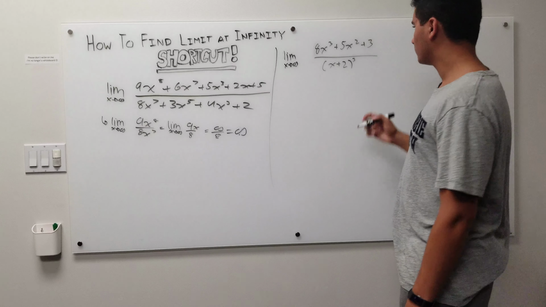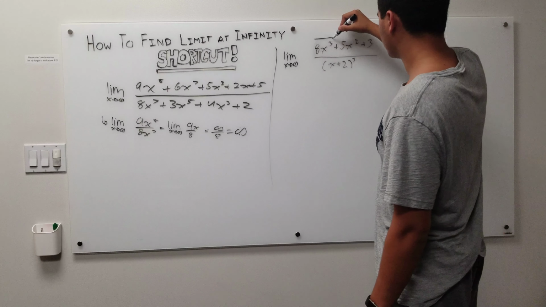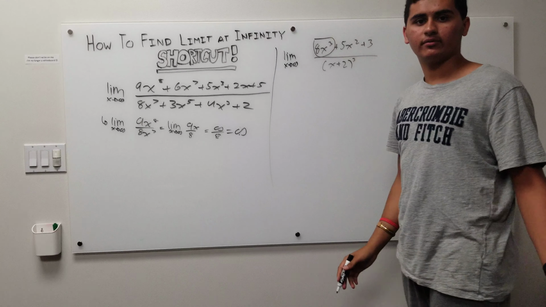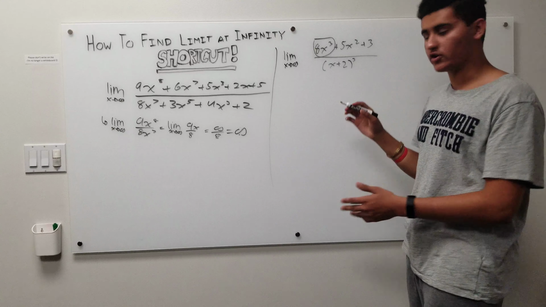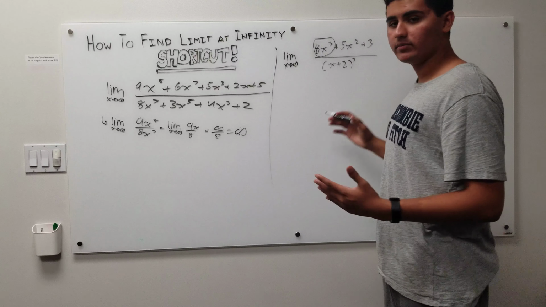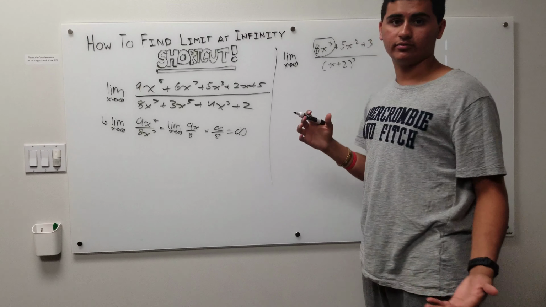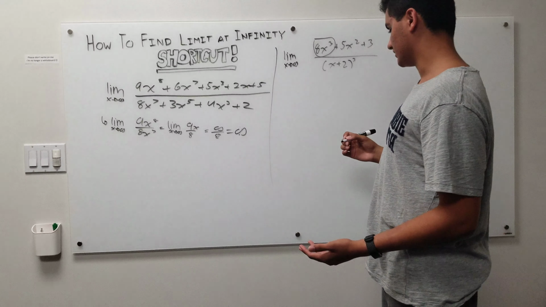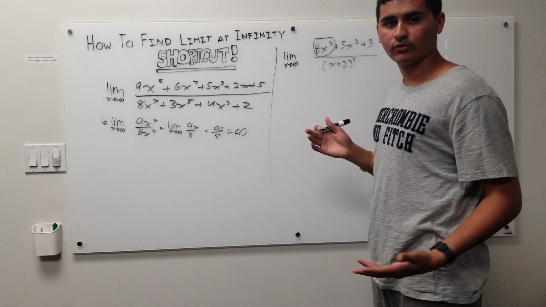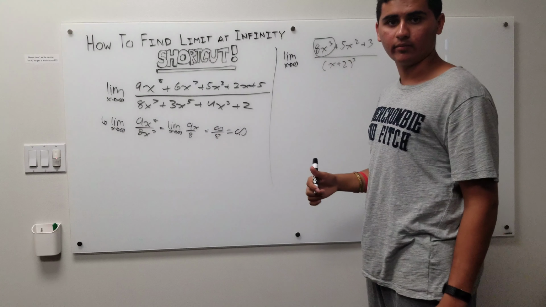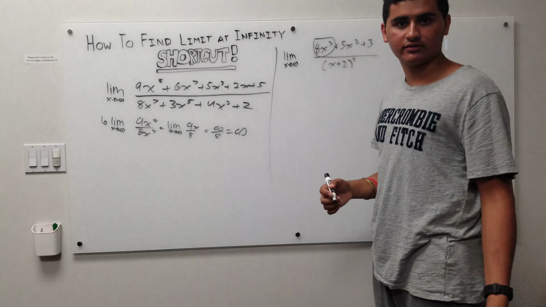Now in this case, we already know what the highest power up here is: 8x cubed. So we don't have to do anything for the numerator. We're set. The problem here is the denominator. We have a function which is cubed. So what are we going to do in this case? I don't want to have to multiply this whole thing out just for this one problem. I'd rather just directly substitute it.